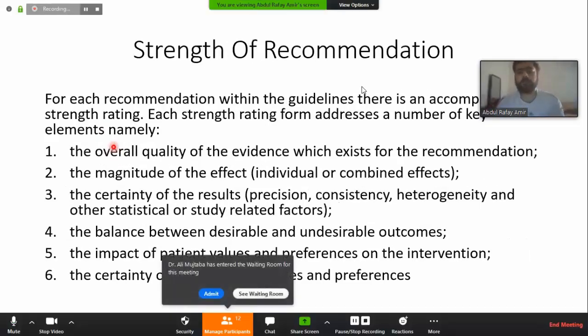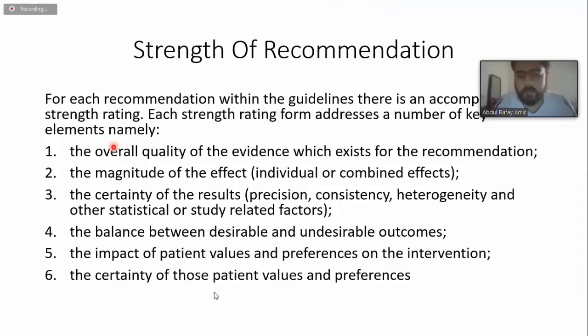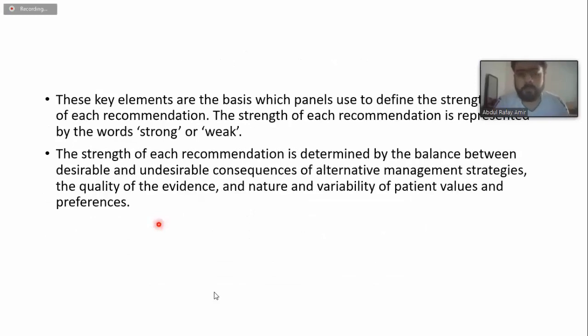There are certain words associated with them which define the strength of the recommendation. They are either strongly recommended or weakly recommended, but they're not mere adjectives. There's a science behind them. There are certain key elements which go into defining a guideline. Some of the key elements are the overall quality of the evidence upon which the recommendation is based, the magnitude of the effect on the patient, the certainty of the result, the balance between desirable and non-desirable outcomes, the impact of patient values and preferences on the intervention, and the certainty of these patient values and preferences. Upon these key elements, we term a guideline as strongly recommended or weakly recommended.